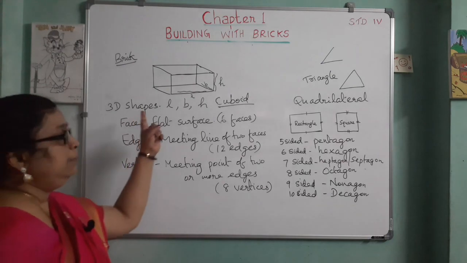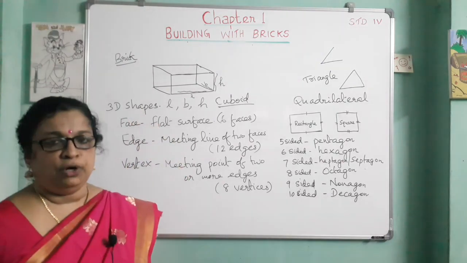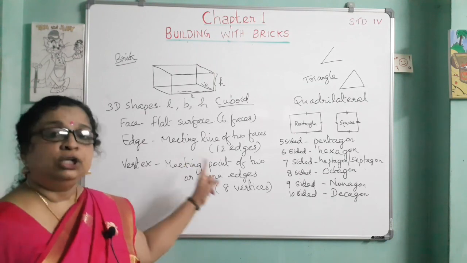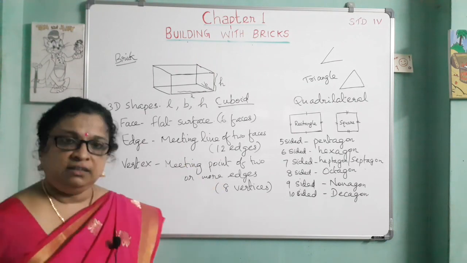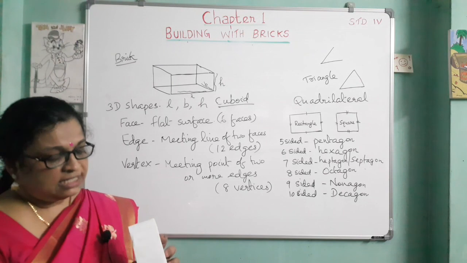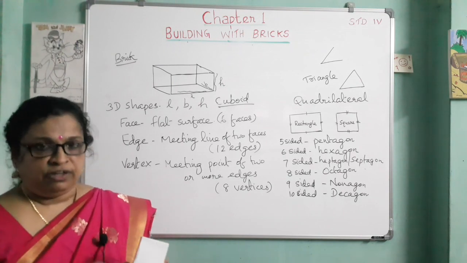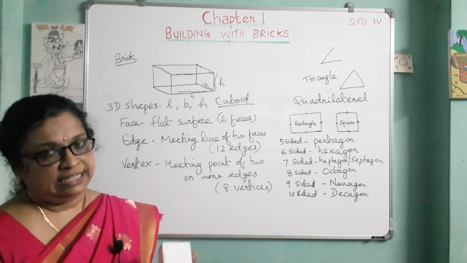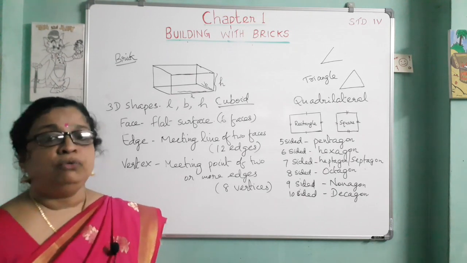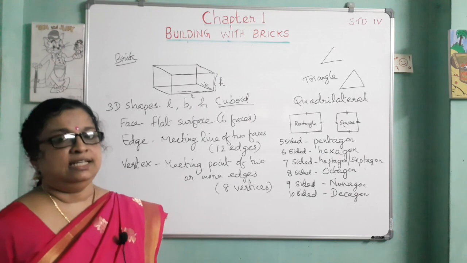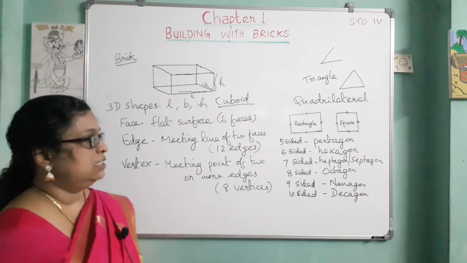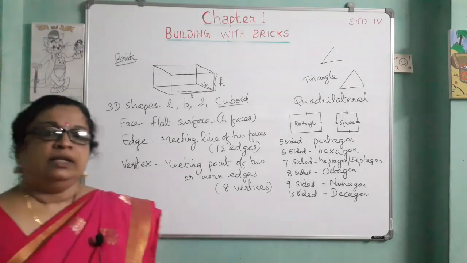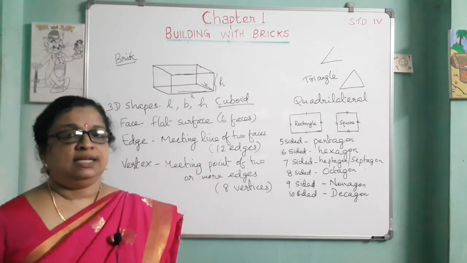Then the shape of a brick is a cuboid. A cuboid has 6 faces, 12 edges and 8 vertices. The flat surface is called a face, and the meeting line of 2 faces is called an edge. The meeting point of 2 or more edges is called a vertex. The plural form of vertex is vertices. I hope you understood all these concepts.